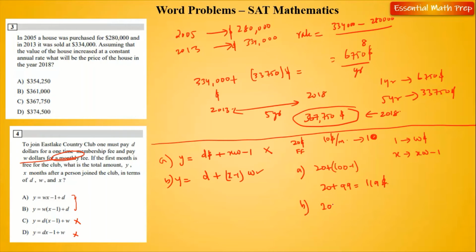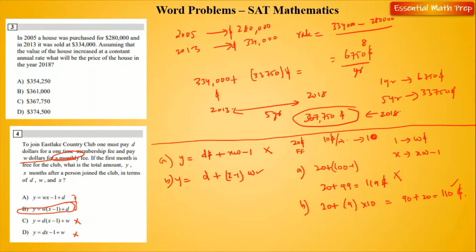In the second case, it's 20 plus 10 minus 1 is 9 times $10, which is 90 plus 20 is $110. Now, because your whole month is free, you should never end up with a monthly fee in any number other than 0. Okay, why is that? Because why is A incorrect? We said A is incorrect and B is correct, and B is the correct answer.